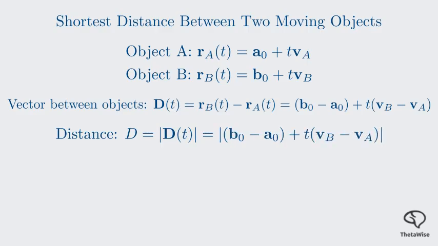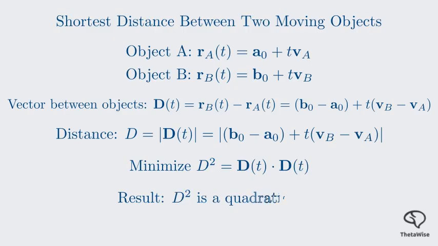Finding the minimum of a square root function can be tricky. Here's a simplification. The distance D will be at its minimum when its square, D squared, is also at its minimum. So instead of minimizing the distance D, we can minimize the square of the distance, D squared.